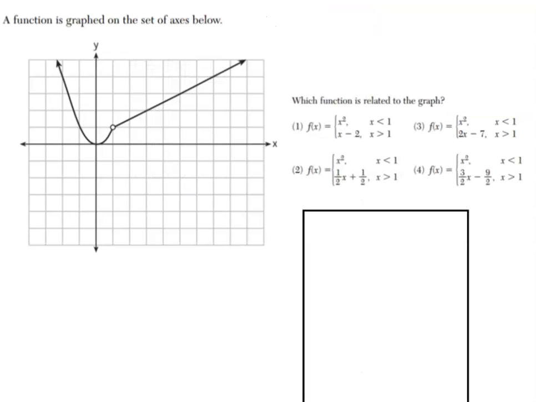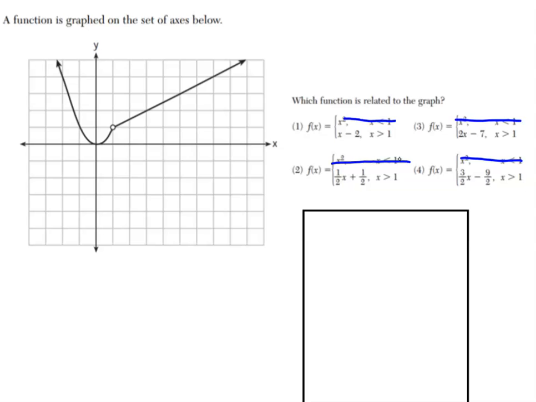All right, how about this one? A function is graphed on the set of axes below. So which of those functions, f of x, are related to this graph? Well, we can definitely use some multiple choice strategies here. If you notice, the first rule of the function is exactly the same for all 4 choices. They all say x squared, and they all say for when the input is less than 1. Since all of them are the same, we probably don't even need to assess this part of the question, since it must be true, since all of them have it.